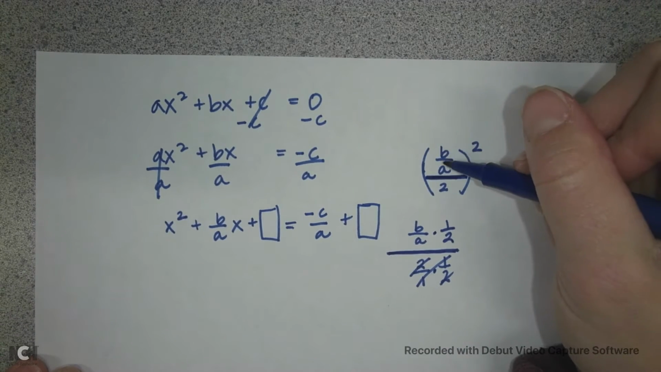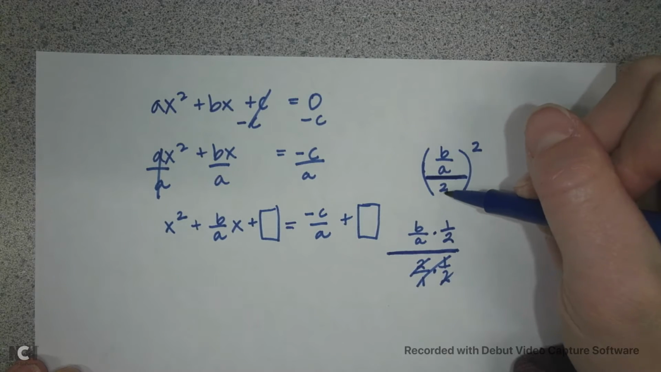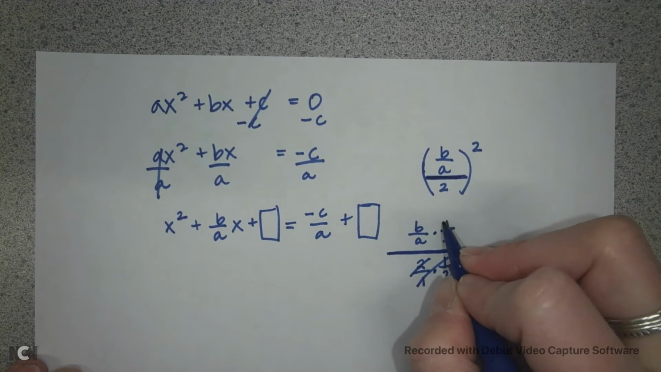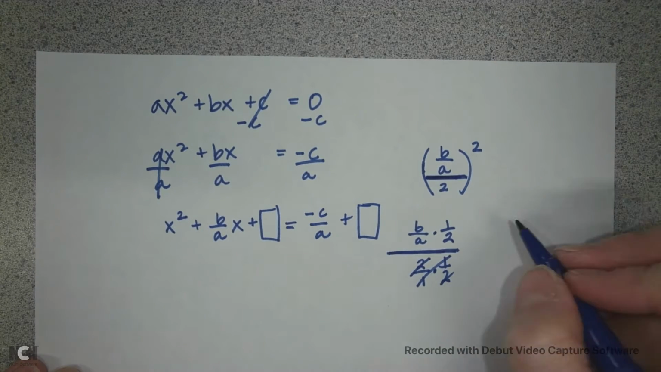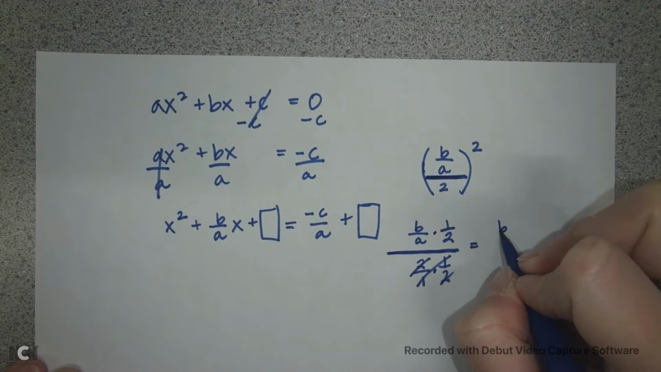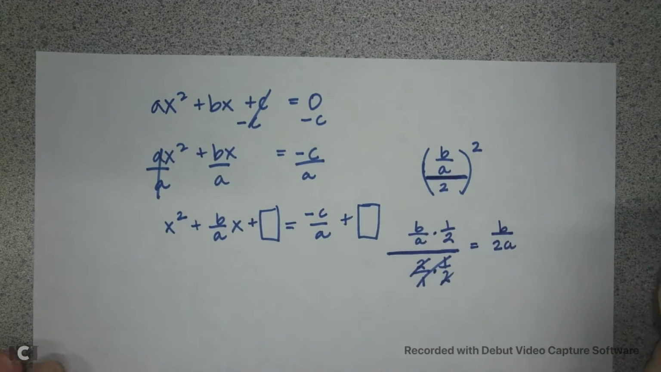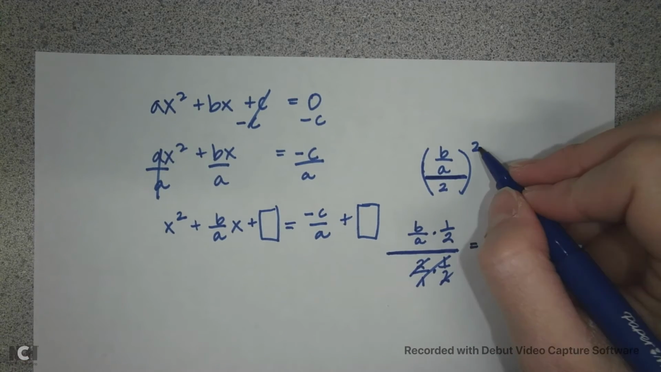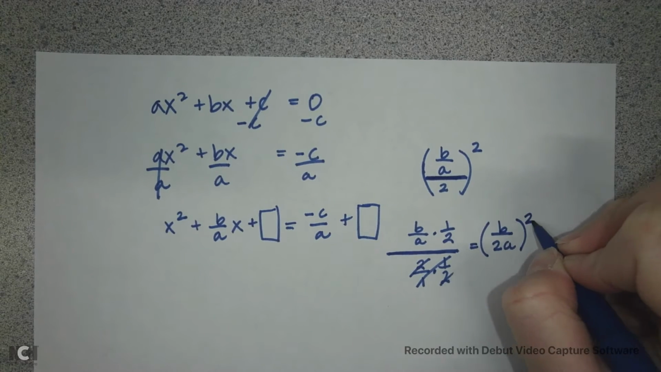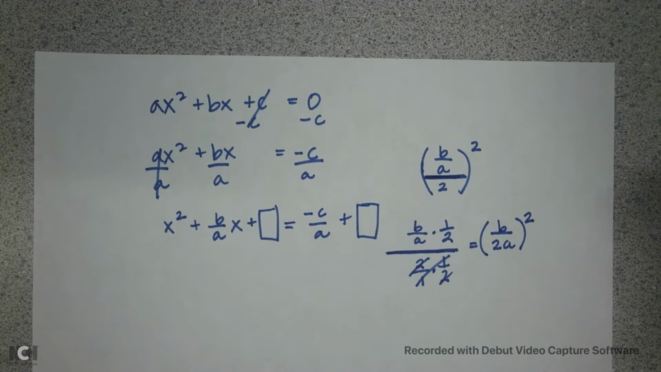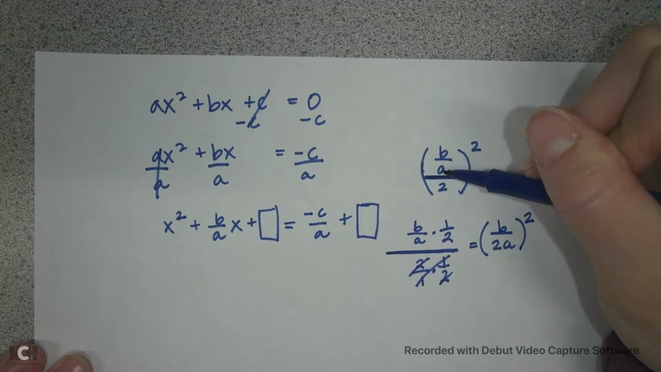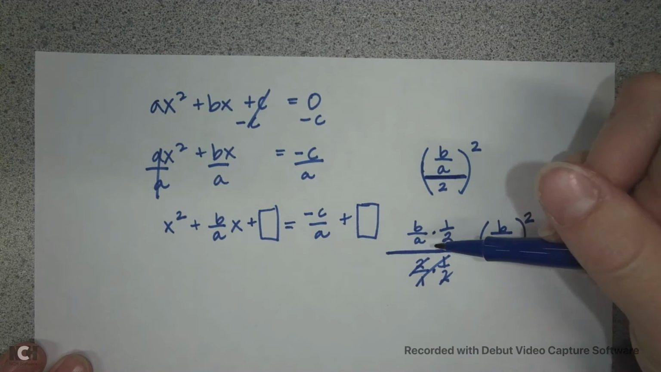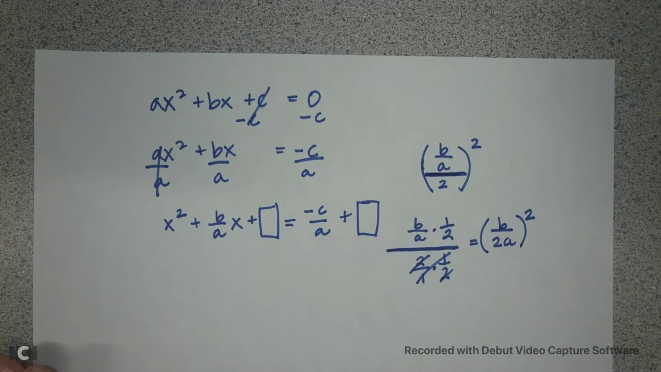So technically, when we divide b over a by 2, we're really multiplying by the reciprocal, or the flipped fraction, and that gives us b over 2a. Now, this is squared still. We haven't actually done that part yet. We are just reducing this. We can't have a fraction inside of a fraction. So in order to solve that, we multiply by the reciprocal.